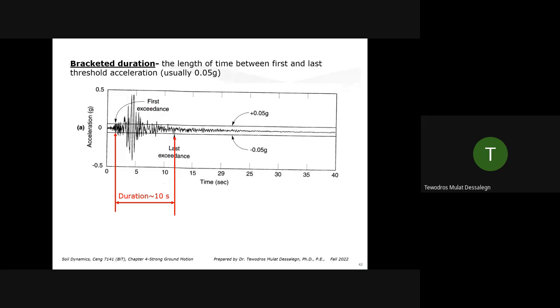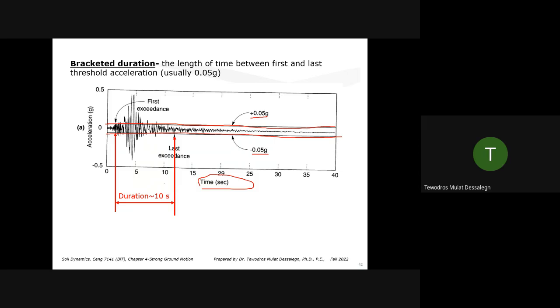Duration, we can estimate duration in two ways. We call it bracketed duration. If you have a time history acceleration motion, then the duration is defined as follows: you take the first peak which reaches 0.05 G and the last peak to reach 0.05 G, and you can make these bracket lines, the top and the bottom lines. The bottom one is negative 0.05 G, the top one is 0.05 G. So this is what makes it bracketed.